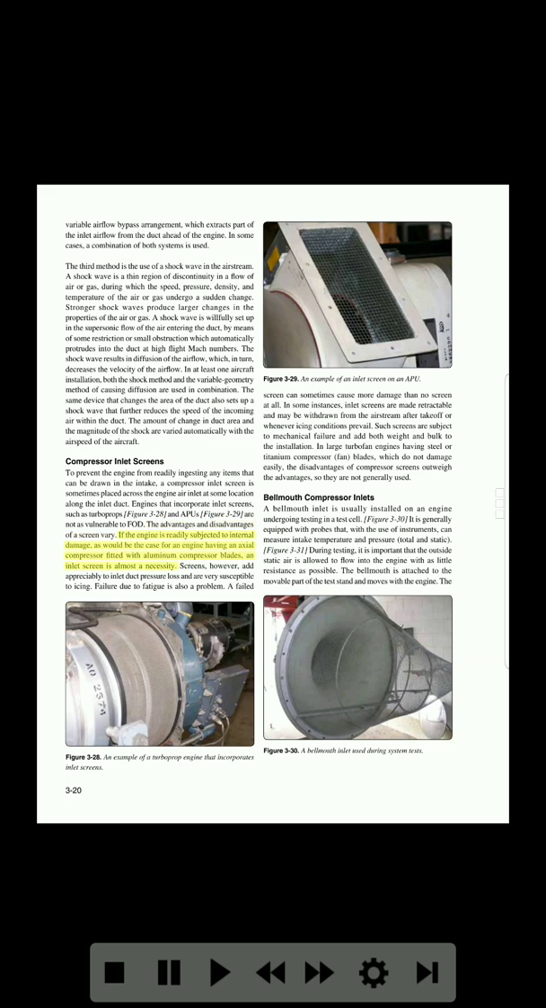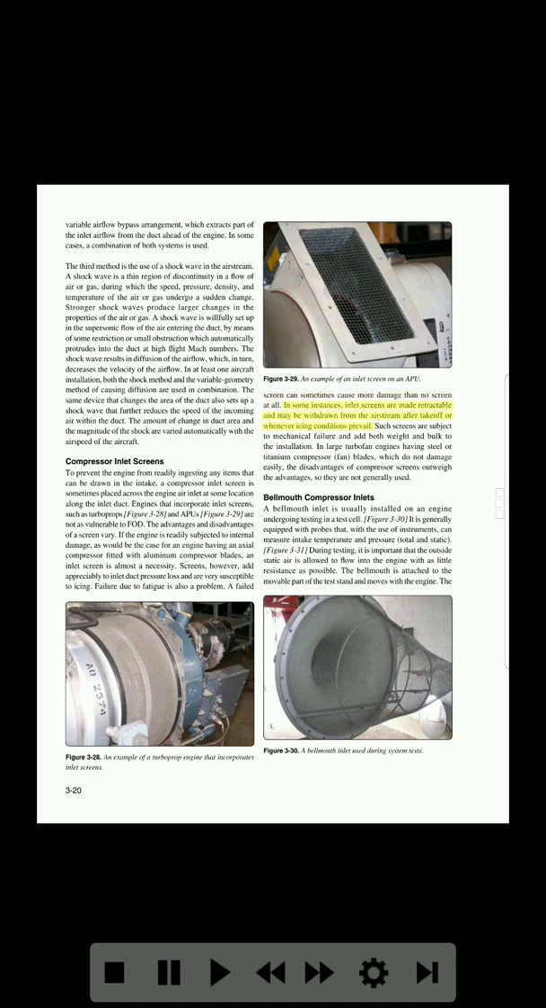If the engine is readily subjected to internal damage, as would be the case for an engine having an axial compressor fitted with aluminum compressor blades, an inlet screen is almost a necessity. Screens, however, add appreciably to inlet duct pressure loss, and are very susceptible to icing. Failure due to fatigue is also a problem. Figure 3-29, an example of an inlet screen on an APU. A failed screen can sometimes cause more damage than no screen at all.